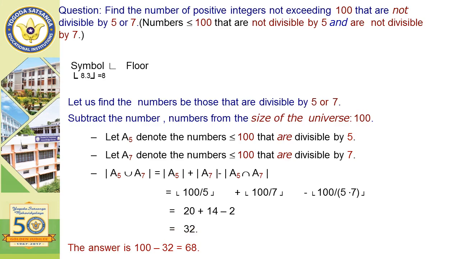Using this principle, we get the total number of numbers that are divisible by 5 or 7 is 32. Now, subtracting the number 32 from 100, we get 68. That is the 68 numbers that are less than 100, and they are also not divisible by 5 or 7.